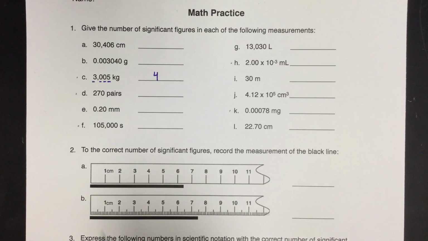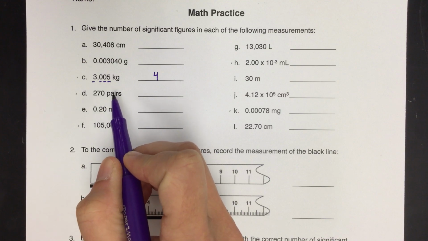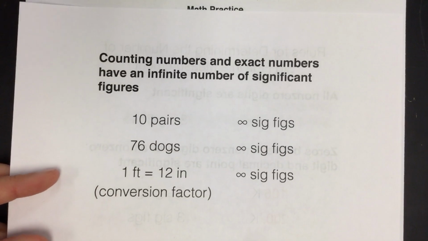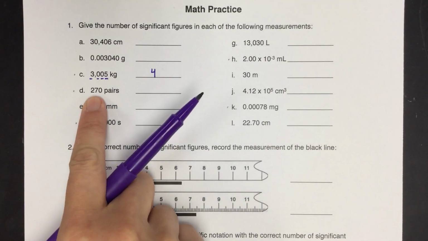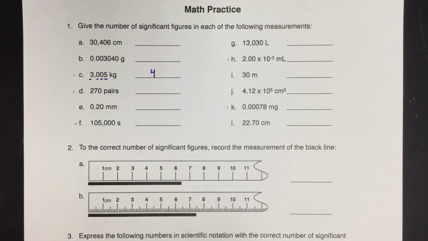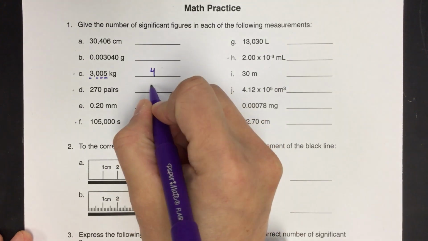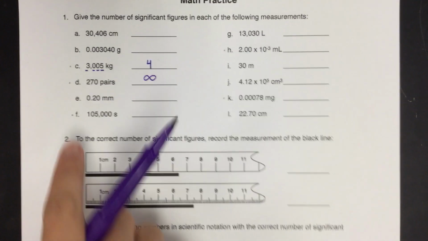In the next one, 1D, 270 pairs, be very careful and read your units. This is one of those tricky ones where pairs is a counting number. It's not a measurement. So even though we could look at the 270 and try to look at the sig figs, it's not a measurement, it's a count, it's an exact number, and so the number of significant figures is infinite, or you can write infinite. Okay, so that one's a little bit tricky.